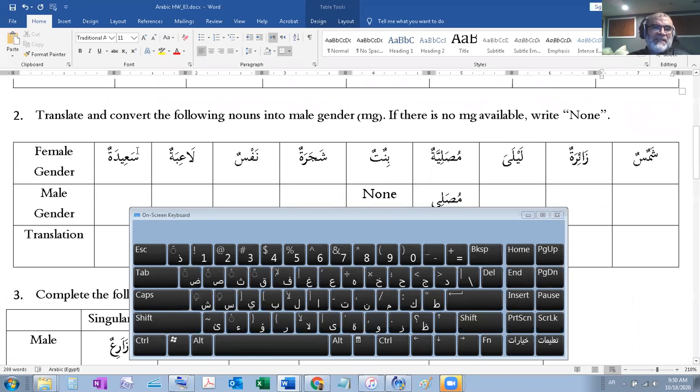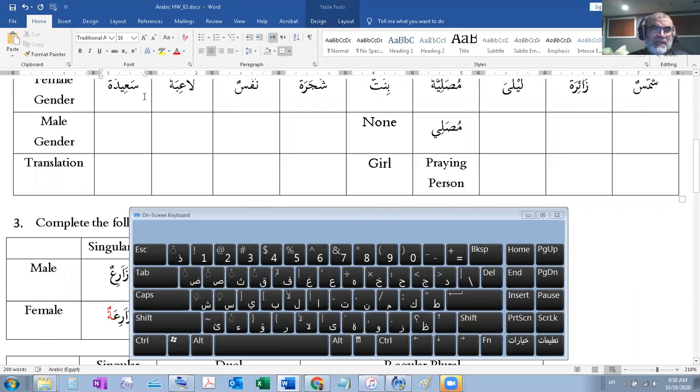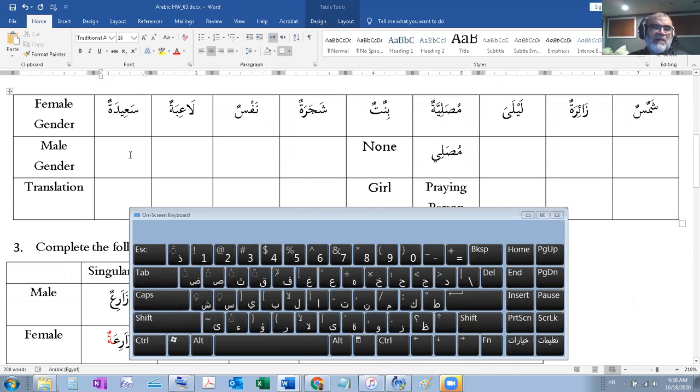Okay, now the other way. سعيد, سعيدة, we take away the تاء مربوطة and we put the تنوين on the دال. So when I make a male version of سعيدة, I take away the تاء مربوطة, and then I put تنوين ضمة. So سعيدة becomes سعيد. Okay?